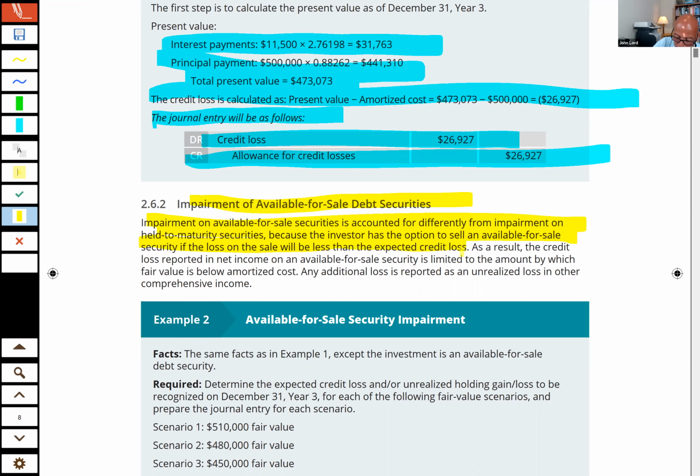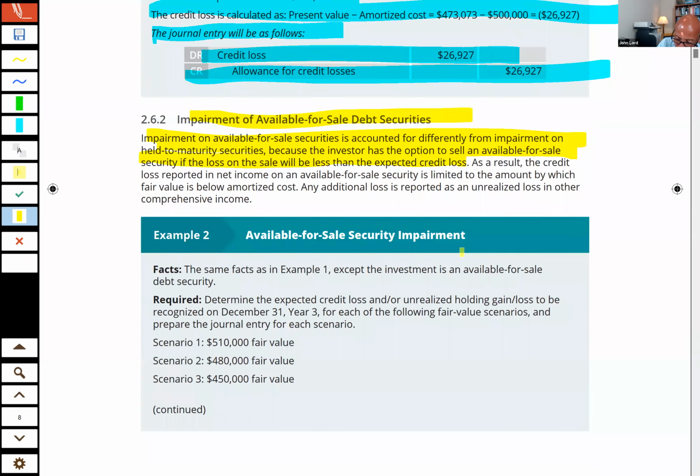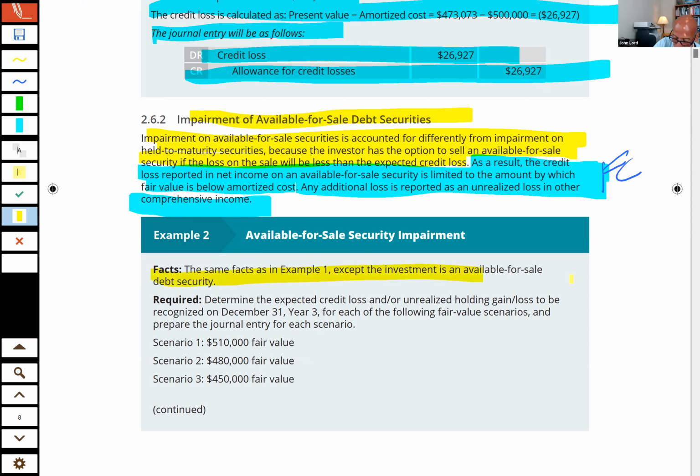Okay, so let's just take a look, guys. I know that sounds a little bit confusing, but you can see here what I want you to flashcard. As a result, the credit loss reported in net income on available for sale securities is limited to the amount by which the fair value is below amortized cost. Any additional loss is going to be reported as an unrealized loss in other comprehensive income. So I want you to flashcard that, but I think the example is a pretty good one. So let's just look at that.